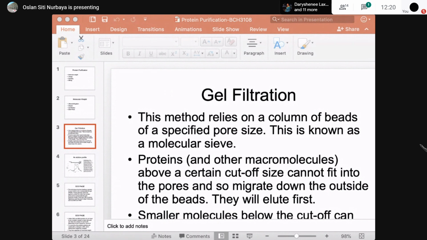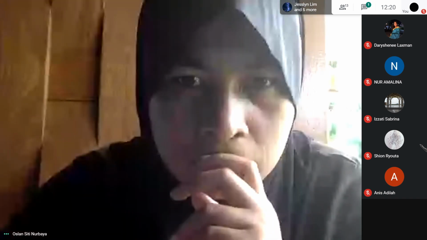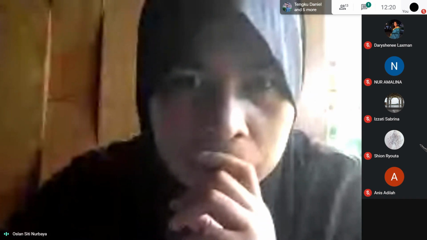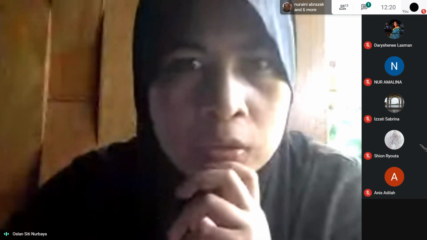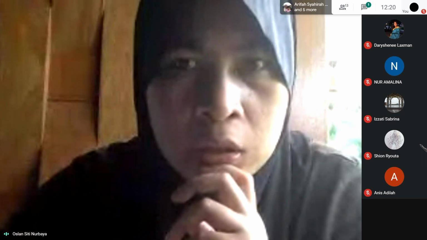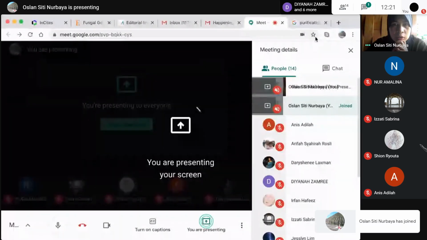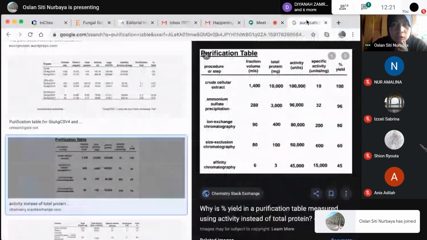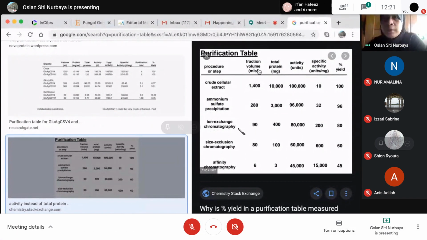I only see the gel filtration slide. Okay, I'm going to share again. Stop this. Share your window, maybe a window. Where to go? Okay, can you share your own screen? Can you see now the purification table? Yes, purification table. Okay, I'm not going to make it bigger. It's just this size. I think you can see clearly.